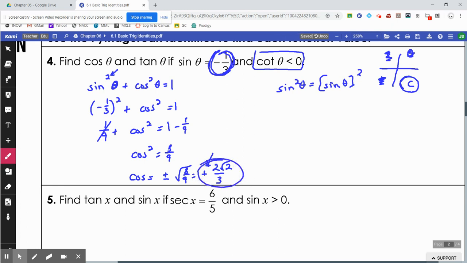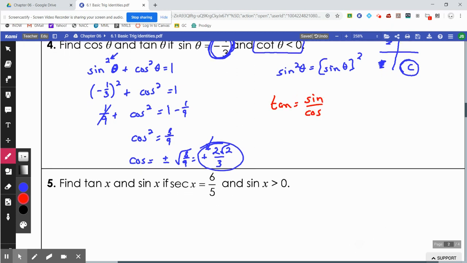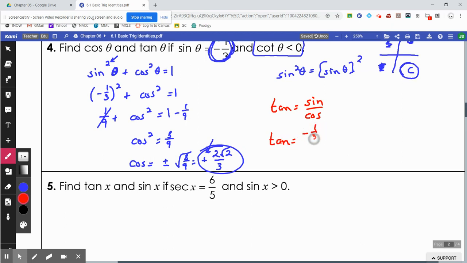Now, how do we find tangent? Now that we have cosine, we know that from our quotient identity, tangent is equal to sine over cosine. So therefore, tangent will equal, since I have sine, which is negative 1/3, and since I have cosine, which is 2 root 2 over 3.